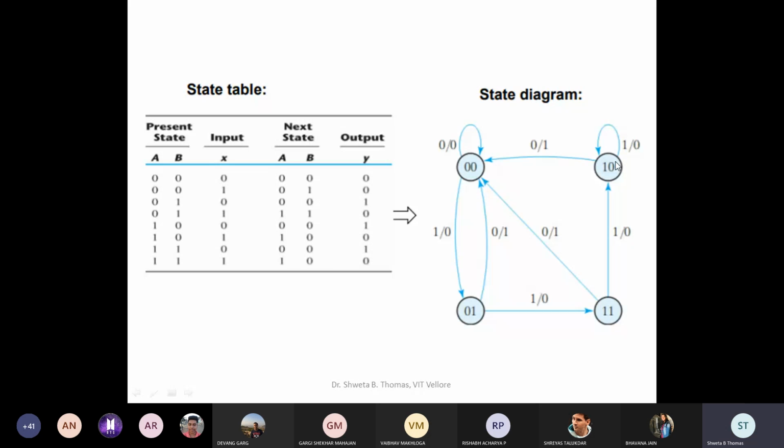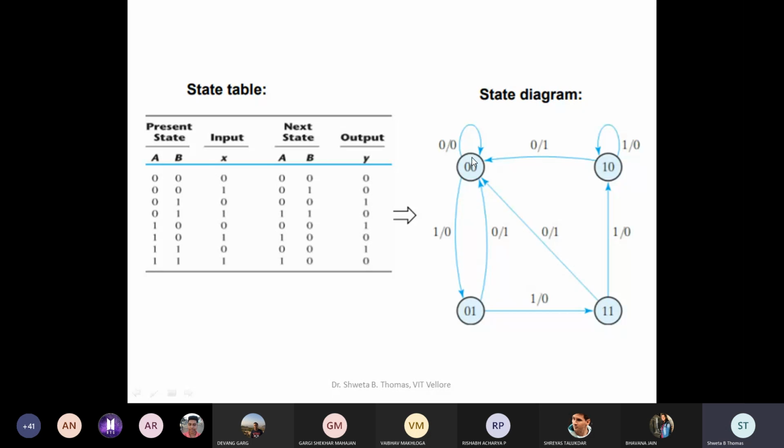Now, for input 0, what is the output and what is the next state? Let me take one example. For present state 0, 0, see the first row. Present state 0, 0, input x is equal to 0. For input x is equal to 0, output is 0. So that's why it came directly back like this.